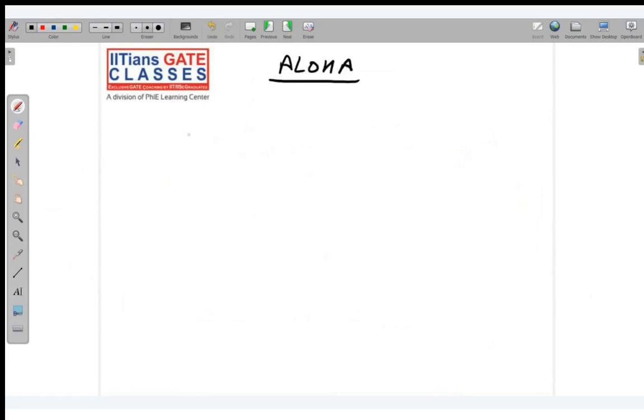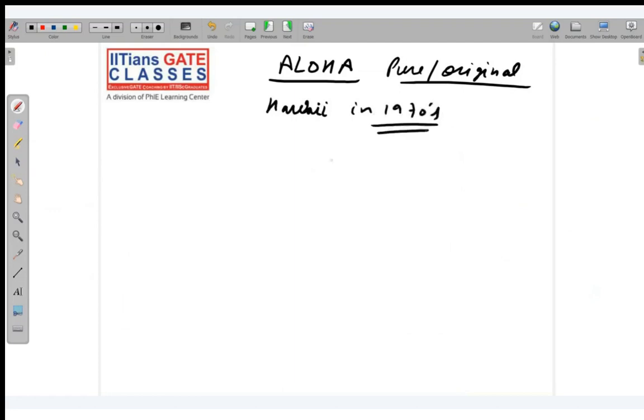A few basic points about it. We call it pure Aloha or original Aloha. It was developed at the University of Hawaii in the 1970s. It was a very old protocol. It was originally developed for wireless LANs, but it can be used with any media.